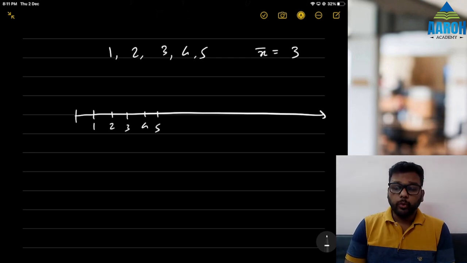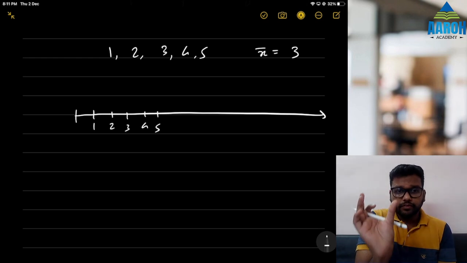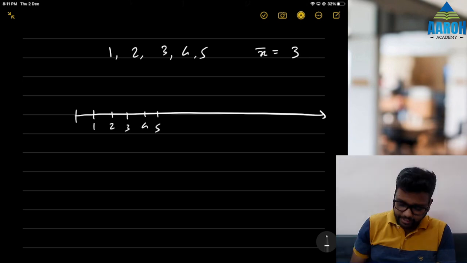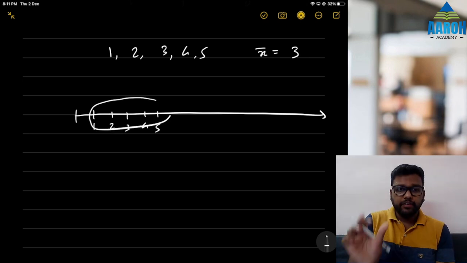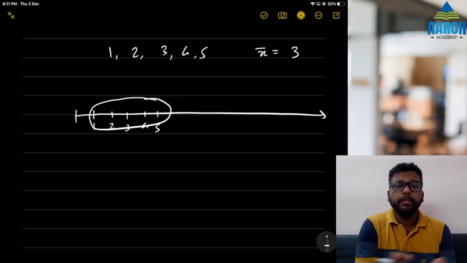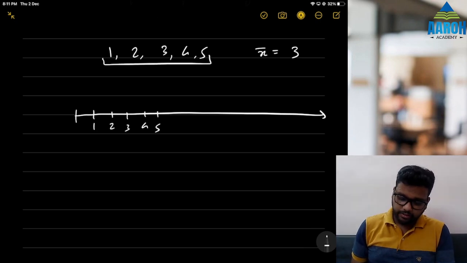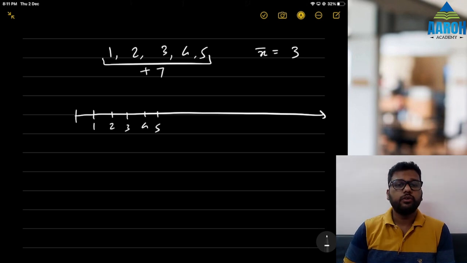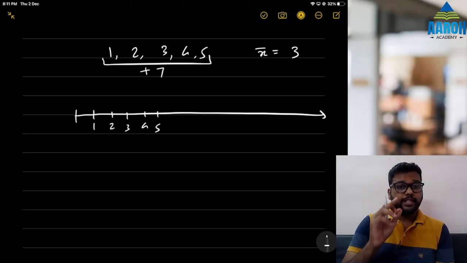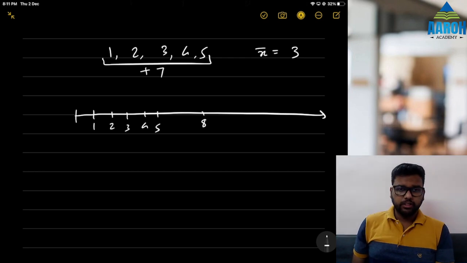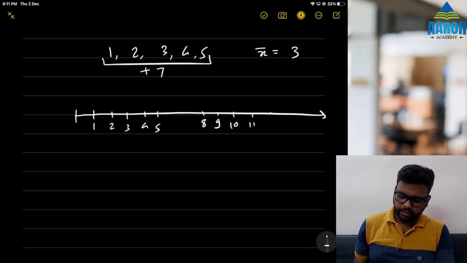Now change of origin means what? Change of origin means shifting the values from one place to another. We shift this shape as it is from one place to another place. For example, if I add 7 to all of these values, then 1 will become 1 plus 7, which is 8, so it will be somewhere here. 2 will become 9, 10, 11, 12.